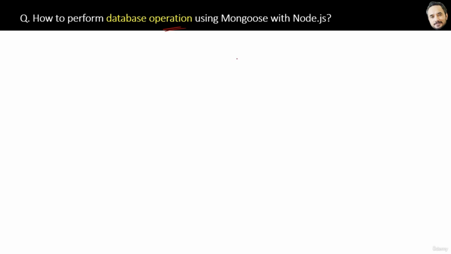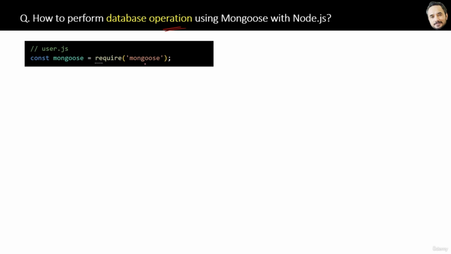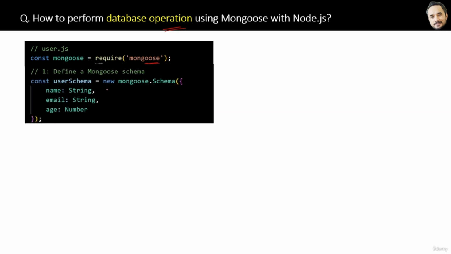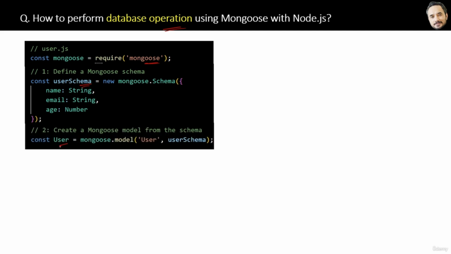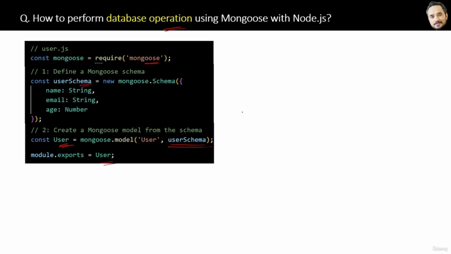How to perform database operations using Mongoose with Node.js. Alright, this is a practical question, and I will quickly show you the code for inserting a user document in the user collection in the MongoDB database using Mongoose. Okay, for that, first require the Mongoose library. Then define a Mongoose schema like this. Then create a Mongoose model user from the above defined schema, user schema. And finally export the user. Until here, I explained in the previous question also, right? Now we have to use this user model only to do all the operations in the MongoDB database.